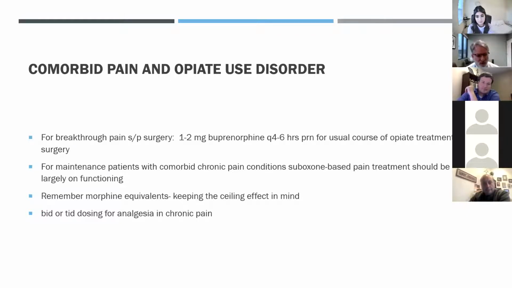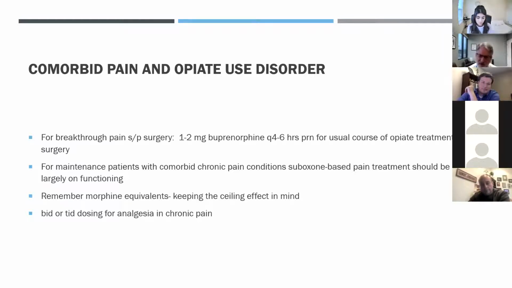So also remember morphine equivalence. The Suboxone, the buprenorphine is very potent, 100 times more potent than morphine. So in someone who's opiate naive, 1 milligram twice a day of buprenorphine is going to give them a great analgesic effect. And somebody who's been on Suboxone for maintenance treatment of opiate use disorder, you're going to be looking at using higher doses. Or if somebody's been maintained on transdermal fentanyl or other high dose opiates, then you're going to be looking at using a higher dose of Suboxone.